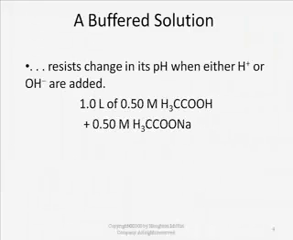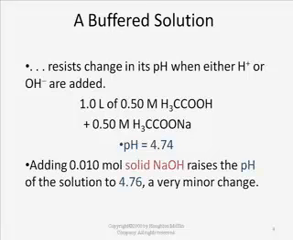Okay, so here's just an example, and we're going to look a little bit later at some actual quantitative calculations, but here we have a buffer solution, and this particular combination would give us a solution that had a pH of 4.74. If we added some sodium hydroxide, a strong base, to this solution, we would just get a very slight increase in the pH.